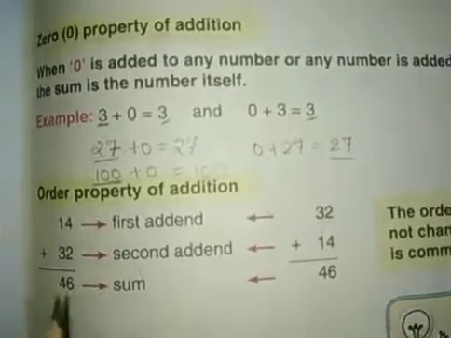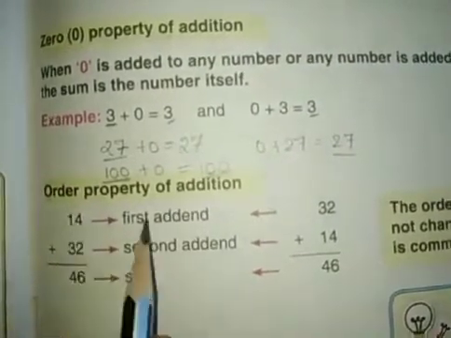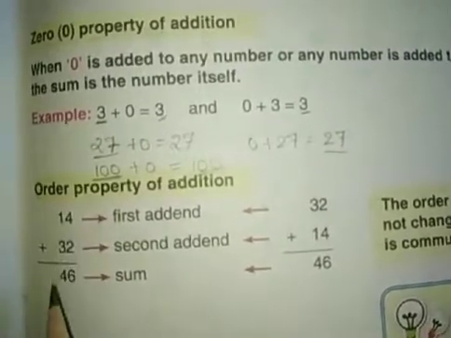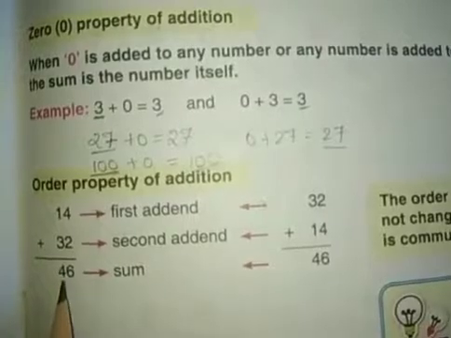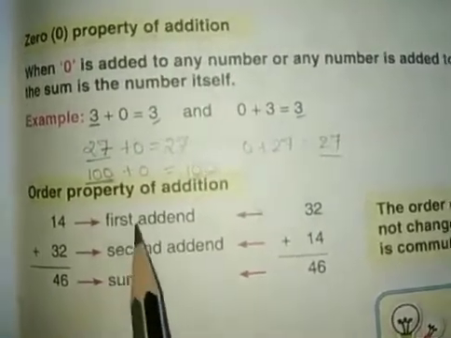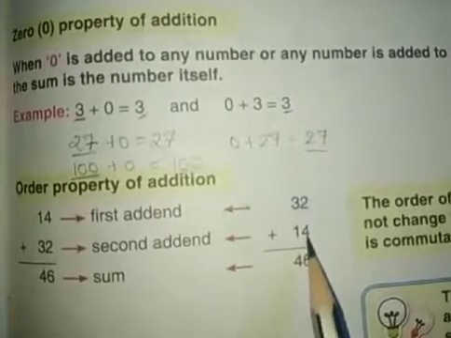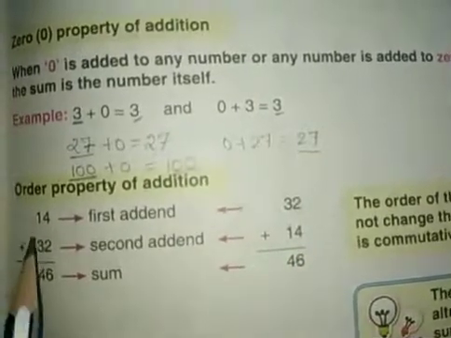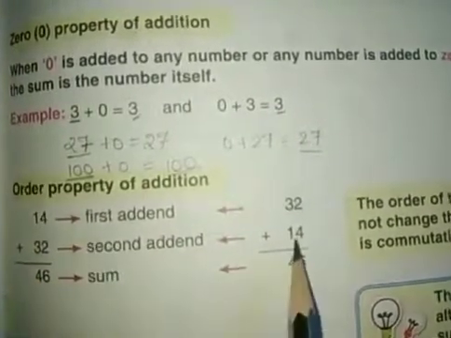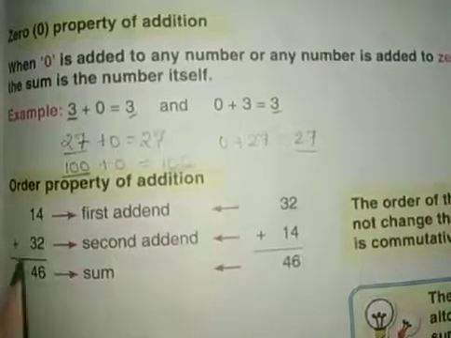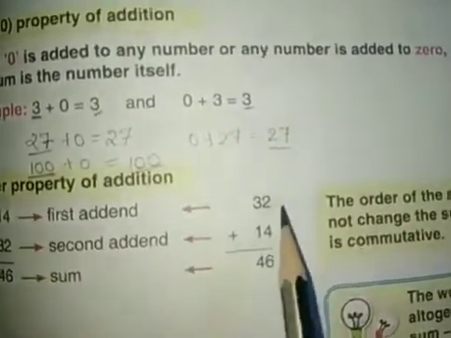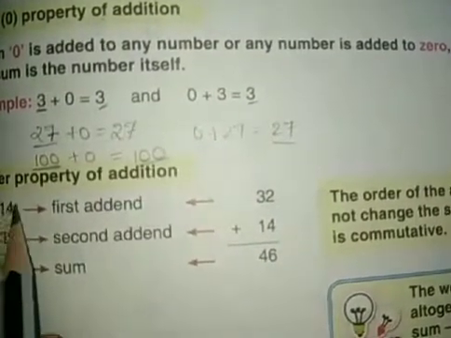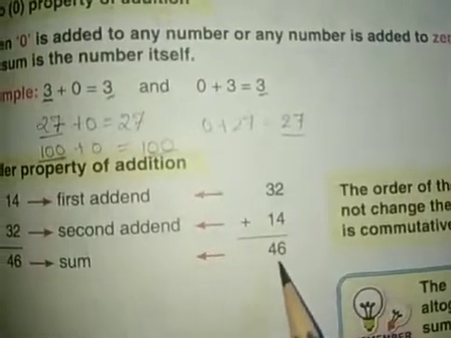See for example, here 14 is the first addend and 32 is the second addend. If you add 14 to 32, you will get 46 as the sum. Here, if you exchange the order of addends, 14 is taken as the second addend and 32 is taken as the first addend. If you change the order of the addends, then also you will get the same answer.